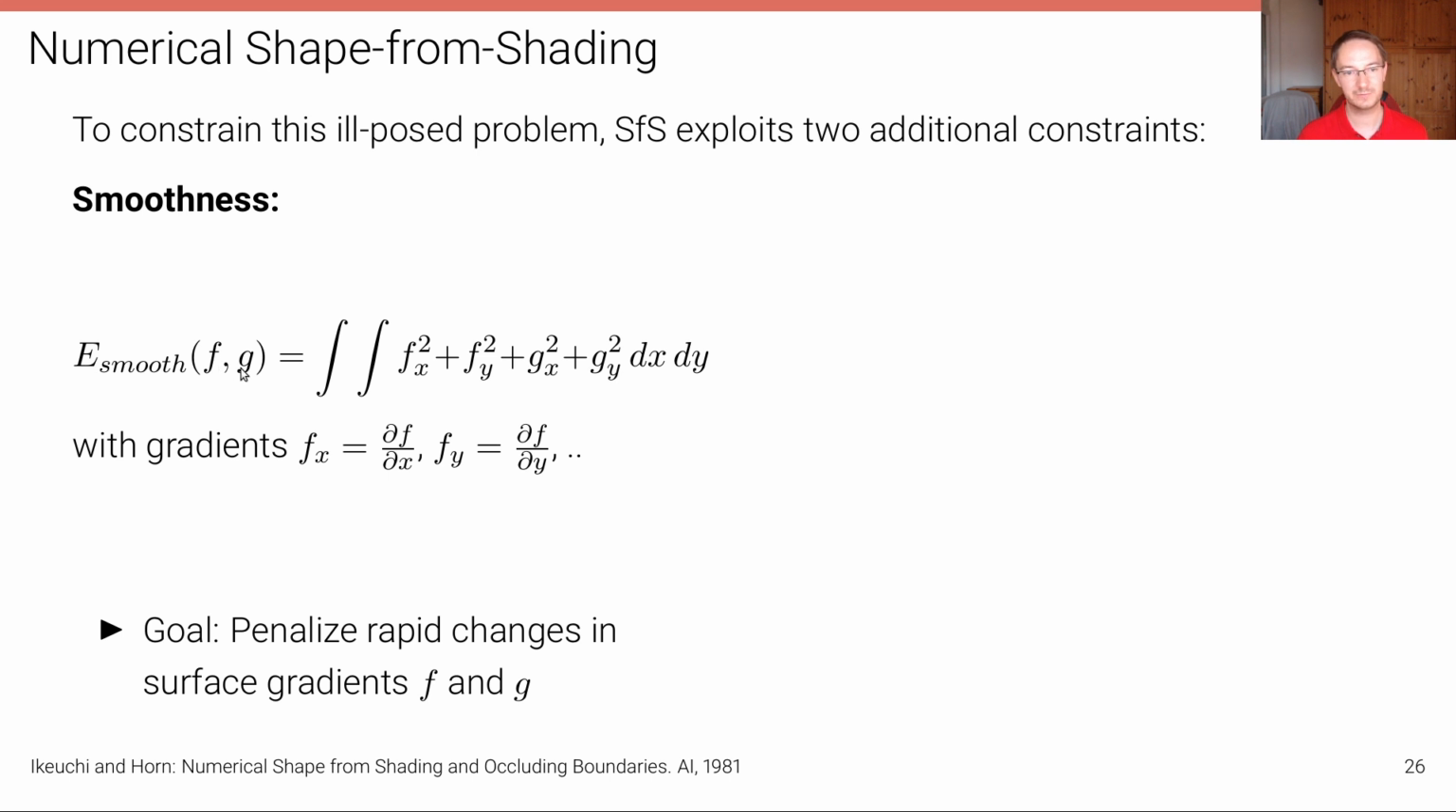That also depends on f and g and simply penalizes the magnitude, the squared gradients, of both f and g in x and y direction. In other words, the goal is to penalize rapid changes in the surface gradients f and g. We assume that the surface is rather smooth. If you think about the clay pot, for example, you have a rather smooth surface almost everywhere.